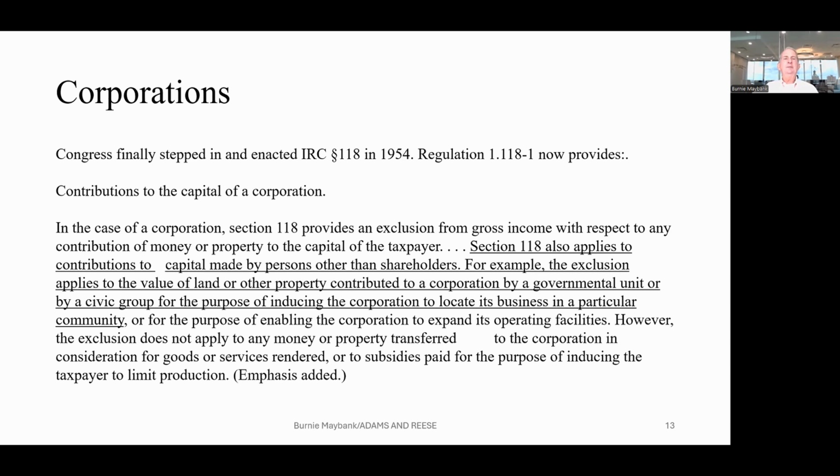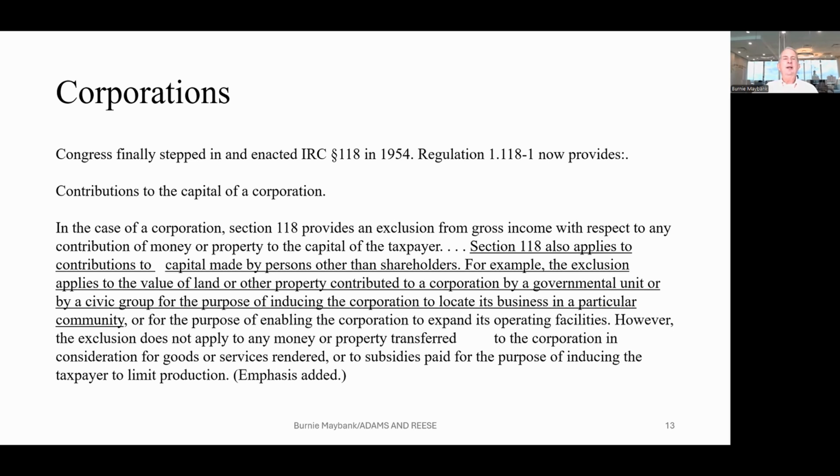So Congress finally stepped in. There were several U.S. Supreme Court cases and a number of lower court cases arguing whether or not incentives were taxable to corporations. And so Congress stepped in all the way back in 1954 and adopted Internal Revenue Code Section 118, which deals with contributions to the capital of a corporation. And Section 118 very explicitly said contributions to capital made by persons other than shareholders, i.e. the Department of Commerce, which gives you a grant, it applies.